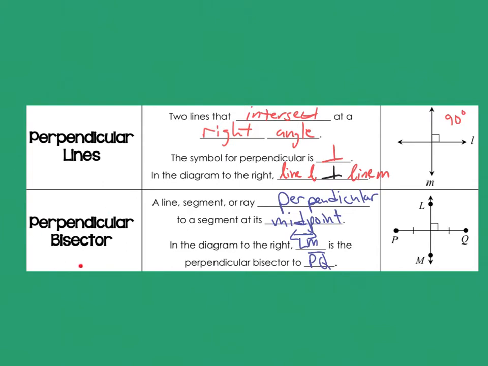And lastly, we're going to deal with perpendicular bisector. What is that? A line, a segment, or a ray perpendicular, right, meeting at 90 degrees to a segment at its midpoint. So we're back to segments, and we can cut segments in half. I see that this segment's been cut in half because I have this notation that P to the point of intersection and from the point of intersection to Q is the same length. Who did that? Line LM cut segment PQ in half. So we'll say in the diagram to the right, line LM is the perpendicular bisector to segment PQ.